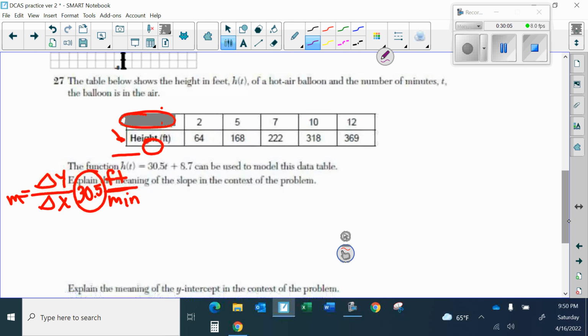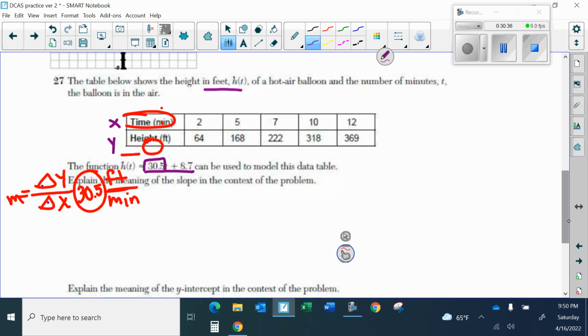All right, the table below shows height in feet of a hot air balloon and the number of minutes, T, the balloon is in the air. Here's the function. Remember, notice this is in slope-intercept form, so 30.5 is the slope. What is slope? Slope is changing y over changing x. What are the y coordinates? The y coordinates are the height, always. Time is always x. Just so you know, time would always be on the x-axis. Time's never going to be on the y-axis.